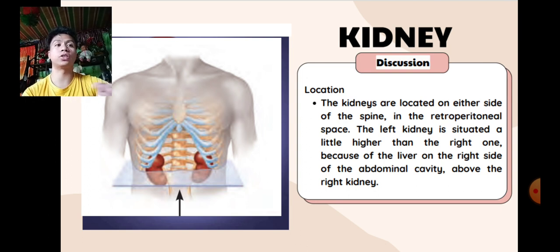The left kidney is situated a little higher than the right kidney because of the liver. The liver is located right above the right kidney. So that's why the left is a little higher than the right one, because of the liver on the right side of the abdominal cavity above the right kidney.